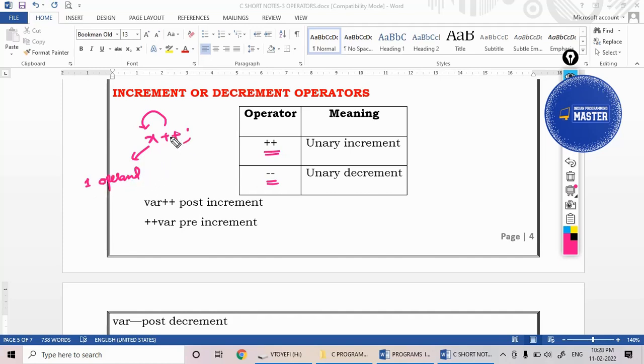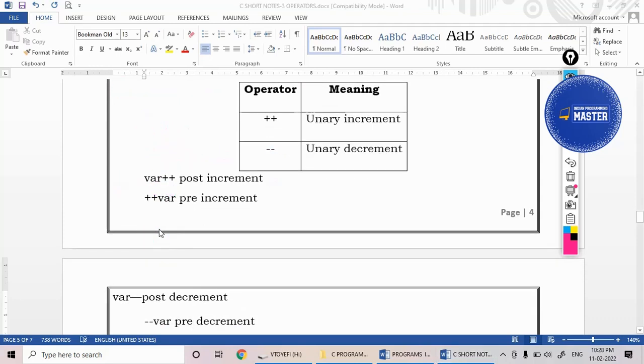This x plus plus is nothing but x equal to x plus 1, which just adds 1 to the variable x. If I write the variable followed by plus plus, this is called a post increment, because after the variable I have the plus plus symbol. If I write the plus plus before the variable, this is called a pre increment. The same way, post decrement and pre decrement.